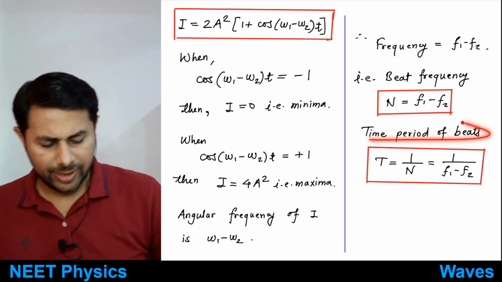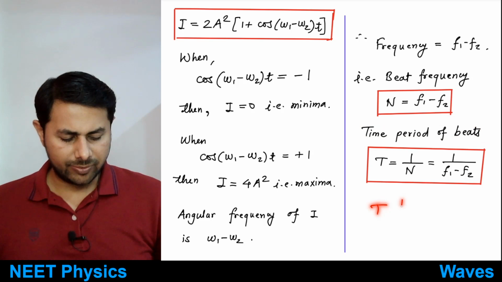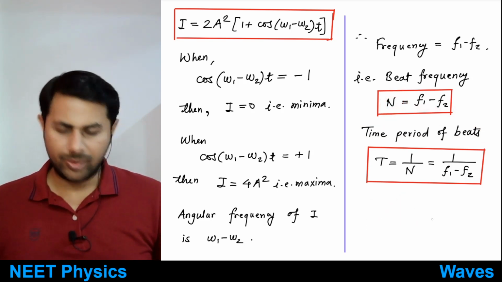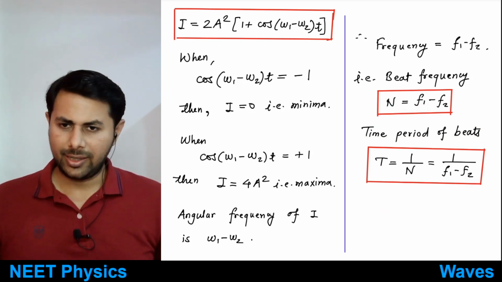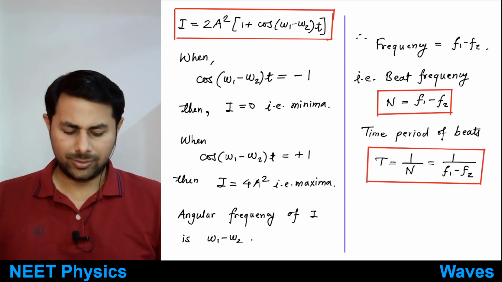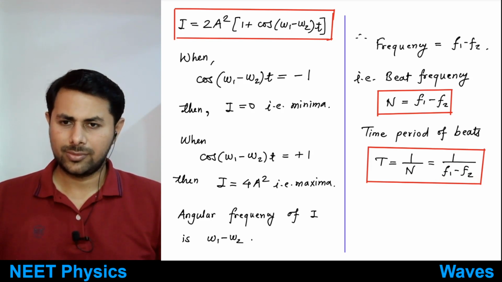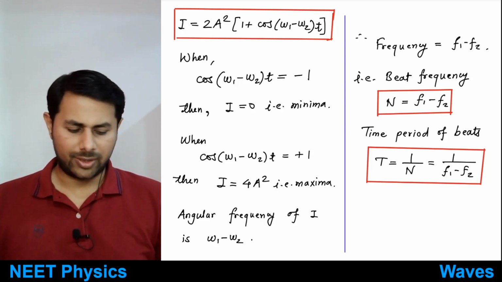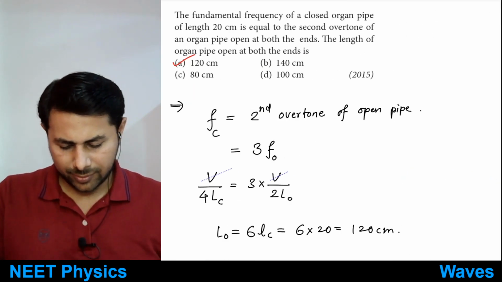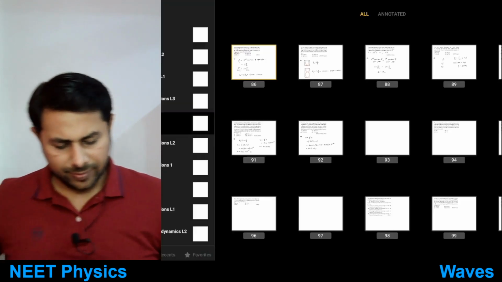Okay, and then what would be the time period of beats? So time period of beats is 1 by n. Okay, n is the beat frequency, it's f1 minus f2. So time period of beats would be equal to 1 by n. So it is 1 by (f1 minus f2). Right, this is clear, everyone? All right, good. Okay, so then let us see some problems based upon this.